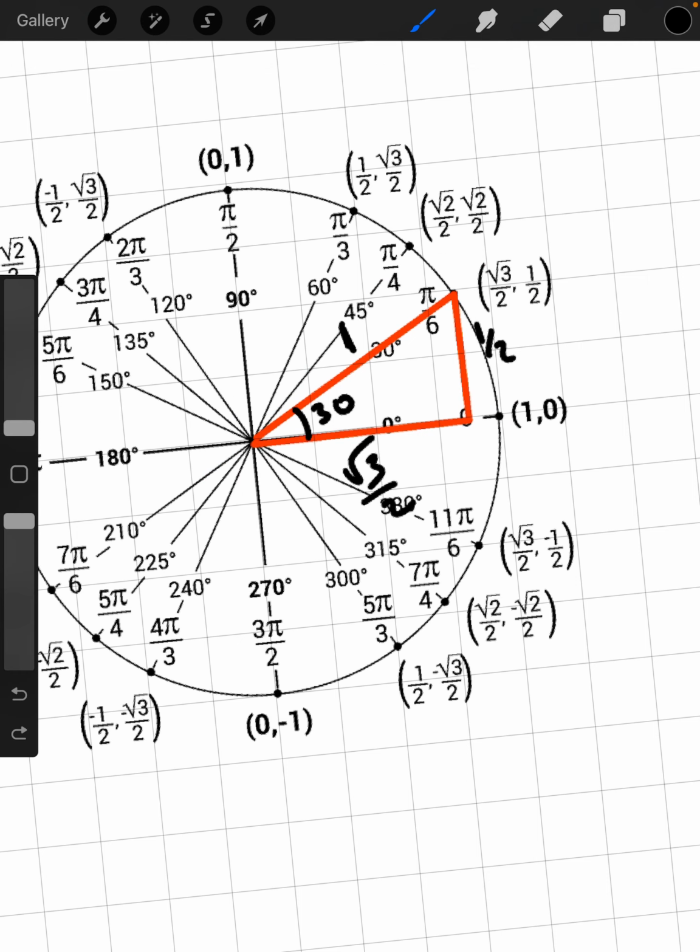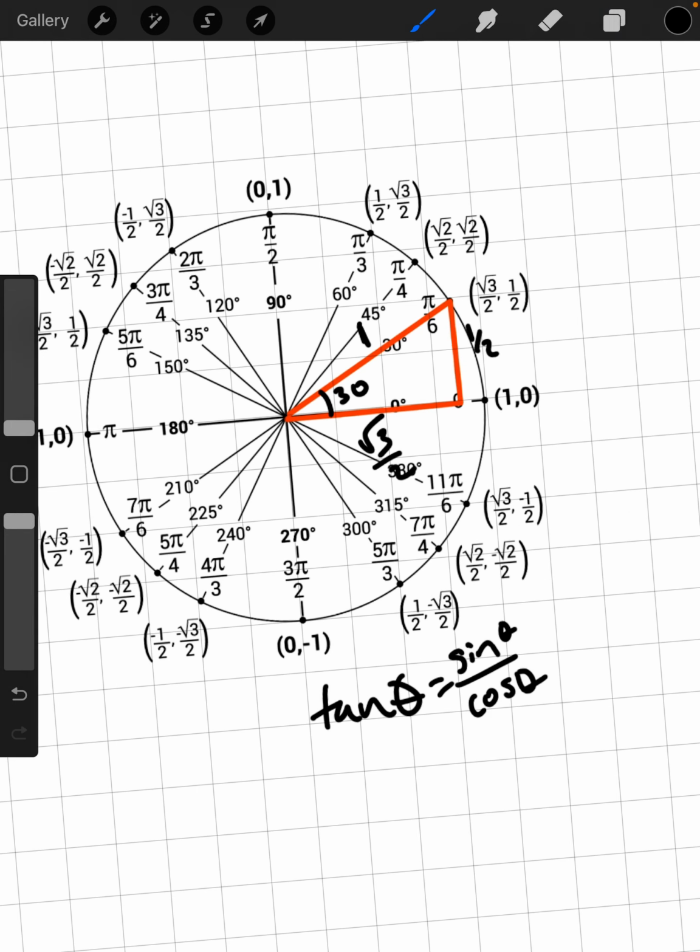And I could use this for other trig functions as well. I just have to know the ratio. So if I want to find tangent, I could say tangent is opposite over adjacent and figure it out that way. But it's beneficial to know that tangent is sine over cosine. That's a ratio that you need to have memorized, that tangent is sine over cosine.